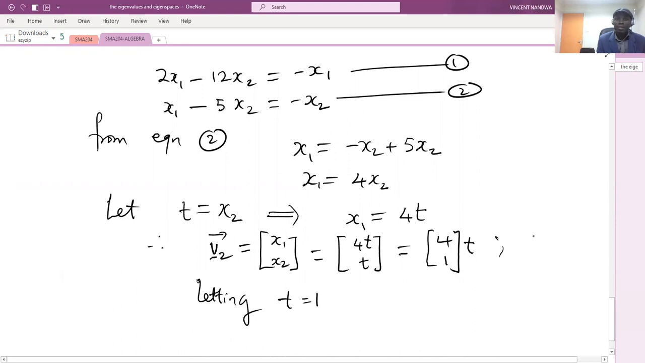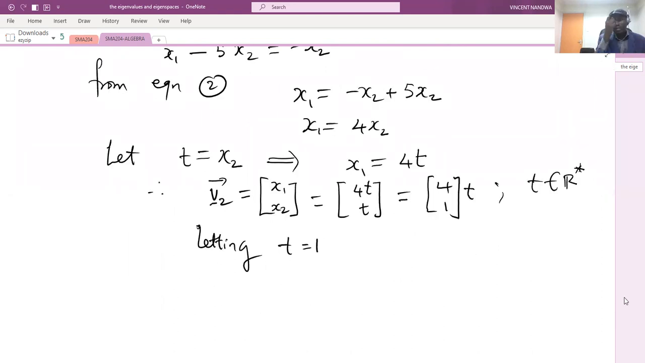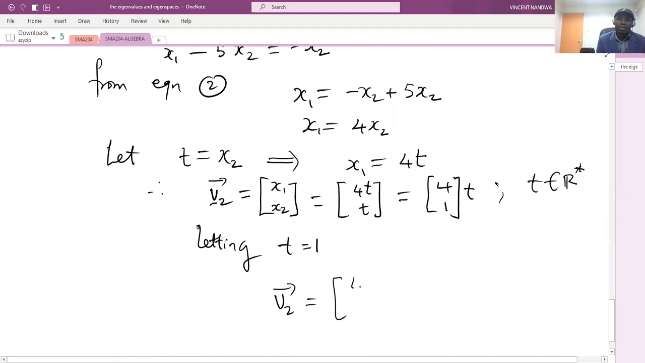So remember, this t must be a non-zero real number so that we don't include the possibility of having a zero vector, because an eigenvector is a non-zero vector. So letting t equal to 1, then v2 will be given by 4, 1.